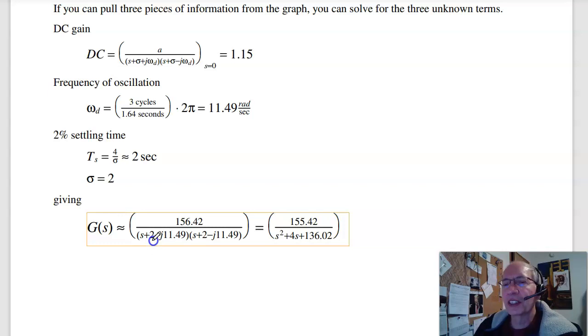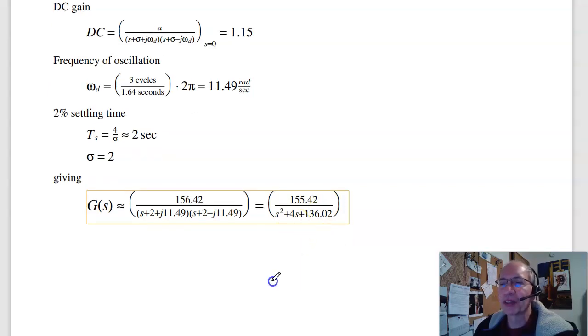This tells you the settling time, and tells you the frequency of oscillation. A is just a fudge factor, whatever it takes to make the DC gain 1.15. So it's roughly G of s in factored form, and G of s multiplied out. And again, your numbers will be a little bit different. It's hard to read the graph to 5 decimal places, but something close to that.